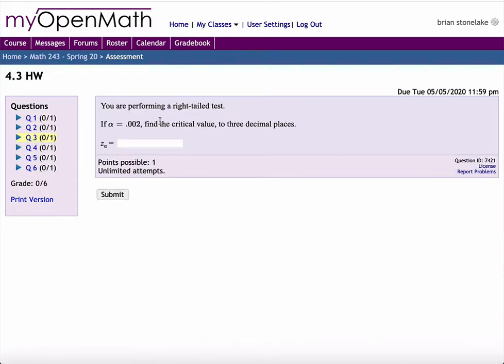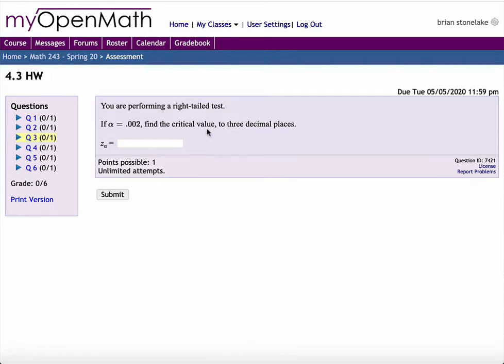Question 3, you're performing a right-tailed test. So think about what that means. Think about what your alternative hypothesis must have been. And they tell you alpha. Think about how you could have come up with alpha. Right? Understand what that means. And then they want you to tell them the critical value.